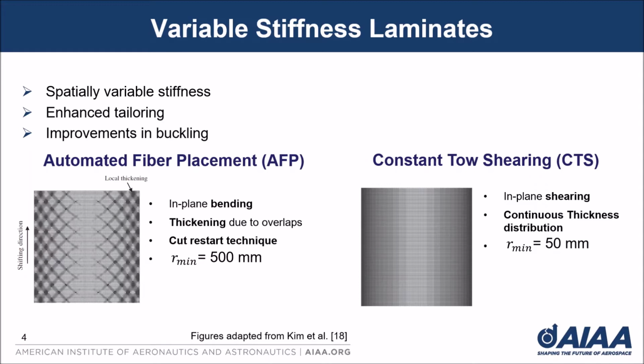For AFP, we have a constraining steering radius of 500 millimeters, and for CTS, the constraining radius is 50 millimeters. Steering to thickness coupling happens in both processes. AFP can either produce local thickening regions due to the formation of overlaps or constant thickness using the cut-restart technique. For the latter, we have a drawback of increased manufacturing time. For CTS, the only option is a continuous thickness distribution related to the in-plane shearing.